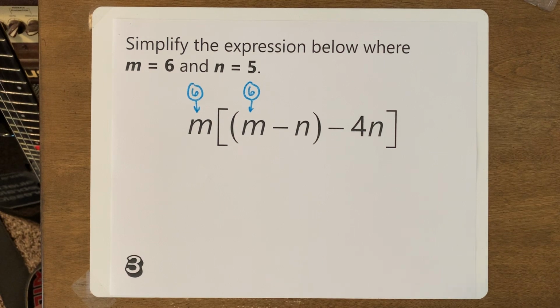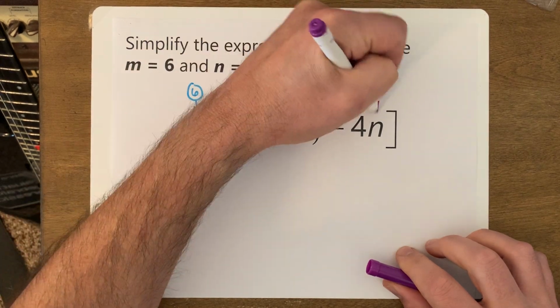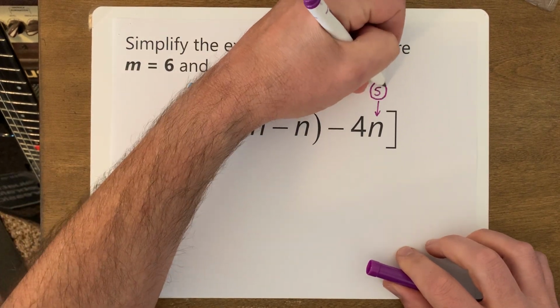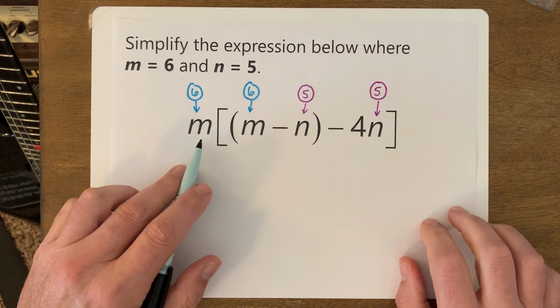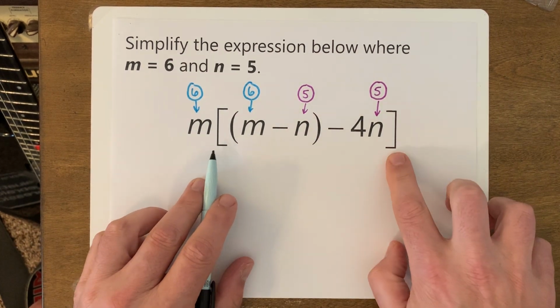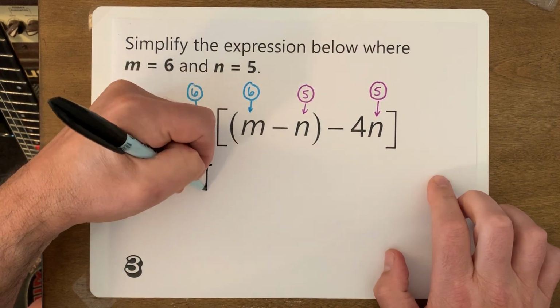Okay, wherever I see an n, we're going to put a 5 in there and see what happens. So let's put a 5 right there and a 5 right here. All right, so now let's simplify. So we got a 6 on the outside of these brackets, which are basically just grouping symbols. So we have a 6 here, and then we got our bracket.